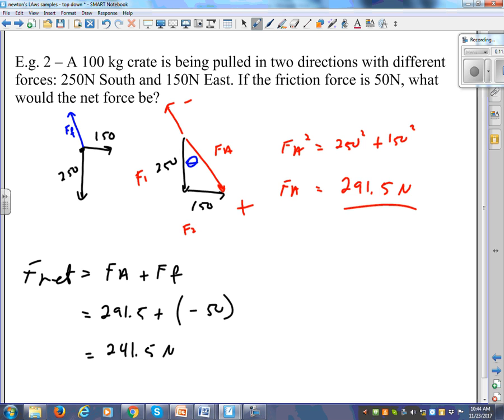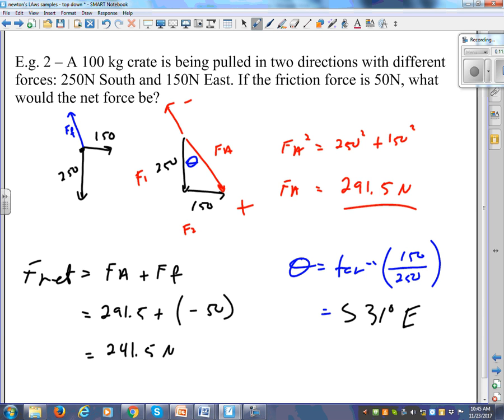So theta is equal to inverse tan, opposite 150, adjacent 250. Did you know there was going to be this much math in physics? Really? 31 degrees. And that would be that angle there, so that would be south 31 degrees east, wouldn't it? Right?